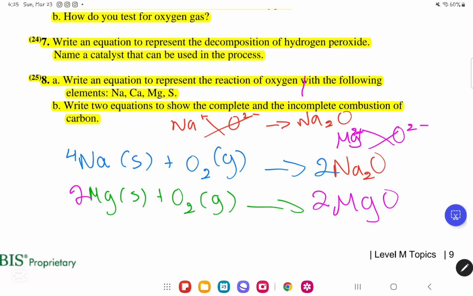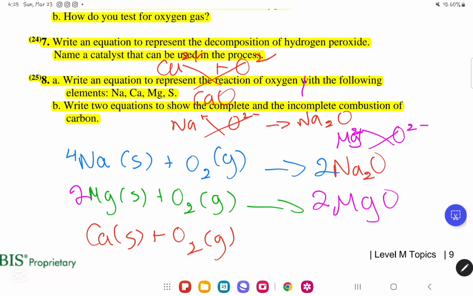For Ca, it's going to be the same as the Mg, so it's going to be Ca solid plus O2 gas. It is Ca2+ and O2-. You do the crisscross method, you get CaO, and this is a solid. And then to balance it, you're going to put a 2 over here and a 2 over here.